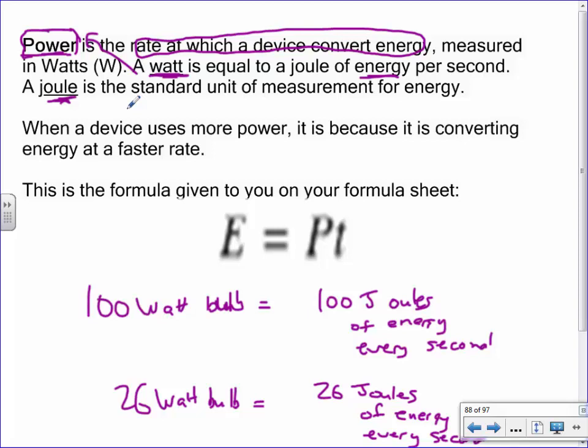Okay? There are some microwaves that are like 1,100 watts or 2,000 watts. Well, if you're using a more powerful machine, it may cook your food faster. But it's also drawing more electricity, which is going to cost you money too.